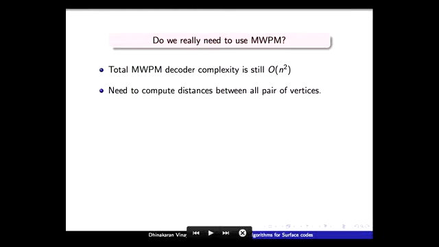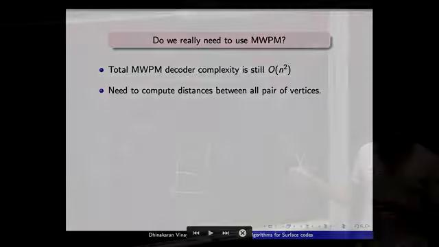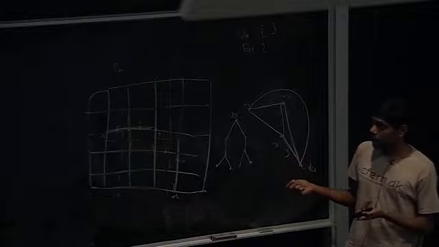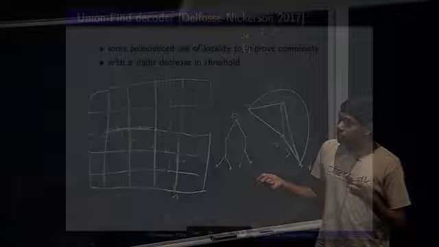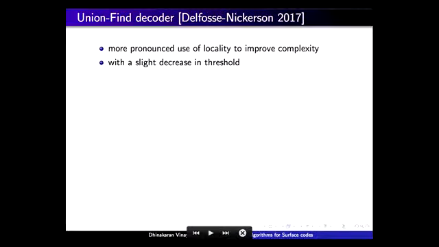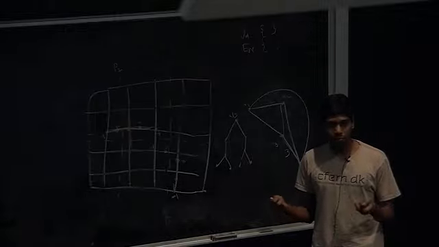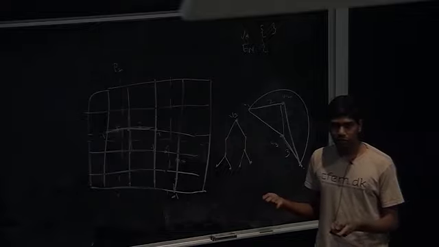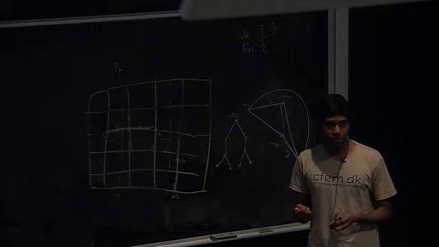Because you still, as I said, have to compute the distance between every pair of vertices. So that's already O of n squared. And so that led to a recent result that uses locality in a slightly more pronounced way, I would say, with a slight compromise in the threshold.